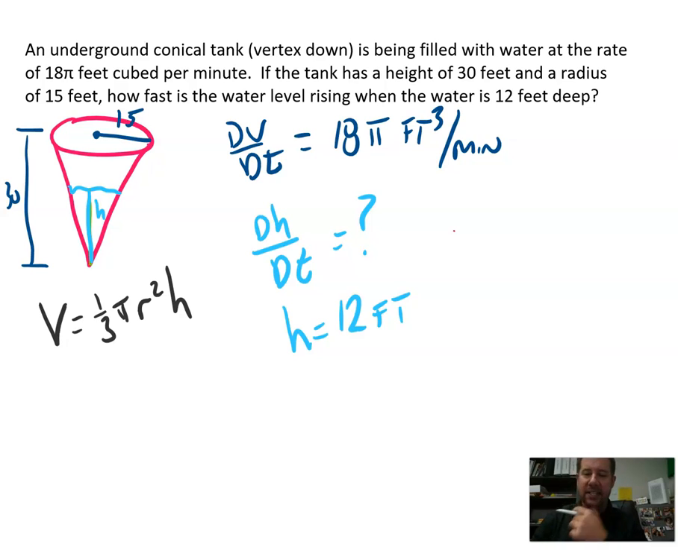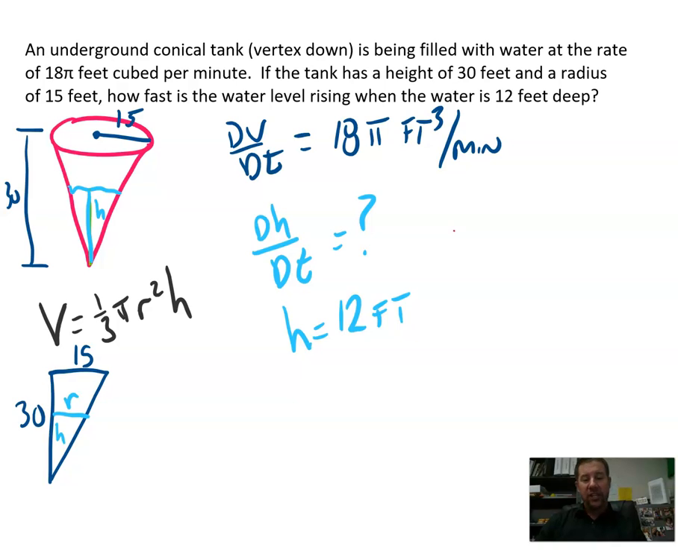Before I take the derivative of this thing, I'm going to want to rewrite this all in terms of h's. All right? So here's how we're going to do that. What I drew down here is a little cross section of our cone, right? If we cut it and look at it here, I've got the radius 15 and the height is 30, and then I have the radius of the water, which is changing, so I put an r in there, and the height of the water, which is h, which is also changing.